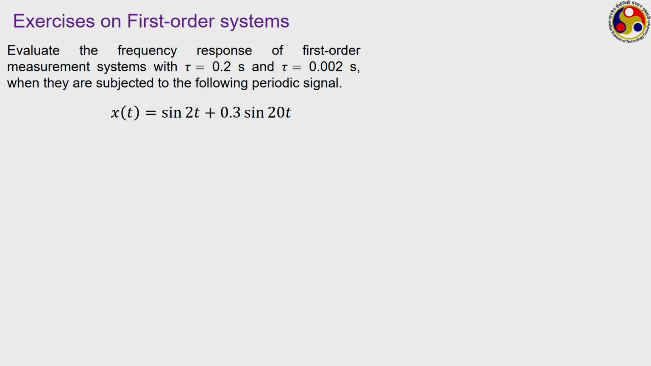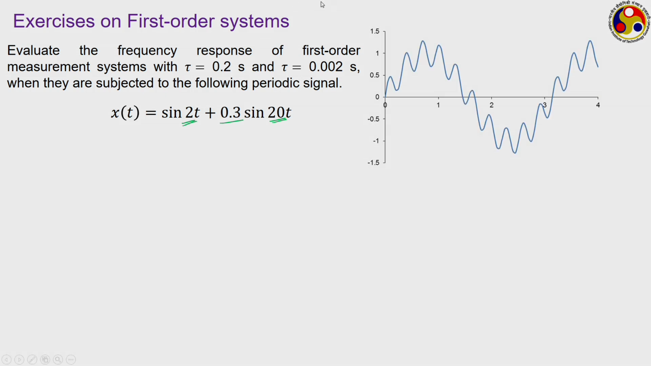Here our objective is to check the frequency response of a first order measurement system with two different values of tau, subjected to a periodic signal which has two components. The first one has an omega of 2, the second one has an omega of 20, and also a magnitude of 0.3. So there are two components. This is the standard input signal. We can apply the superposition principle, that means we can deal with both of them separately. We can calculate the amplitude response and phase response for both of them separately, and then add them together to get the final response.